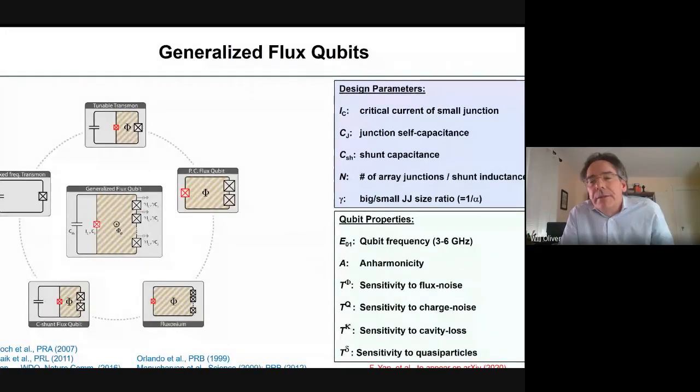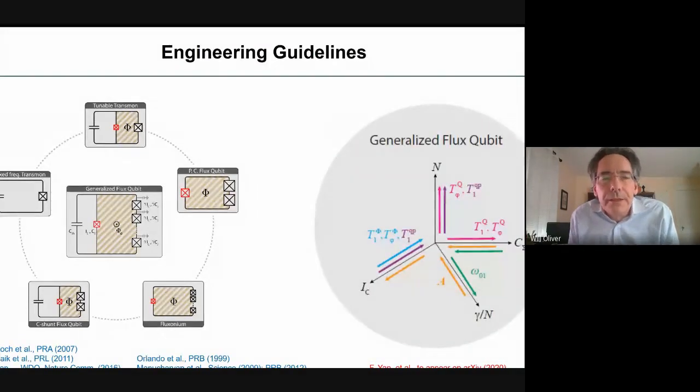And the properties that we can design or get out are basically the qubit frequency and its anharmonicity, and then the sensitivity to the various types of noise. And we were just thinking, okay, what's a general framework that we can think about these different design choices, and are there rules of thumb or engineering guidelines that we can extract? And there are. And so what's shown on the right is a multi-dimensional phase space, such as the critical current, the total capacitance, the number of junctions n, this area ratio gamma normalized by n, and the various parameters that we design towards, like anharmonicity and the sensitivity to noise and qubit frequency.